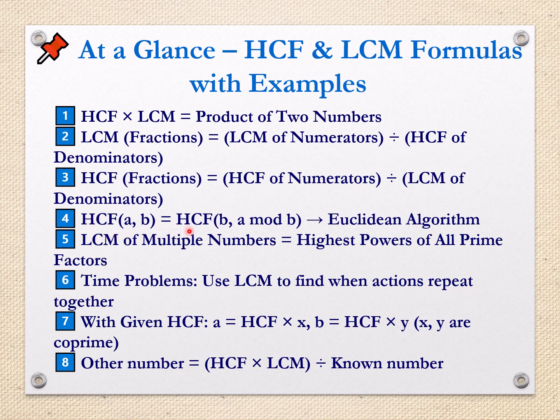Number 4, HCF of A, B is equal to HCF of B, A mod B. Here A mod B means the remainder when A is divided by B. It is called the Euclidean algorithm.